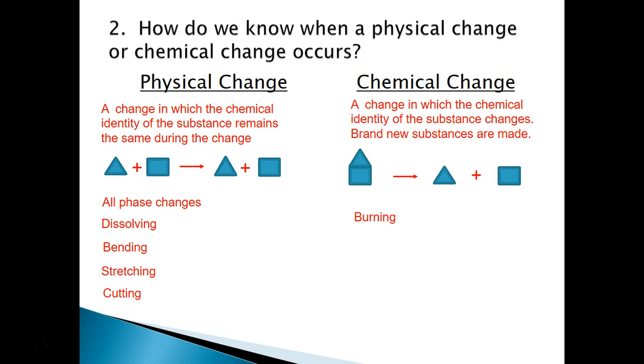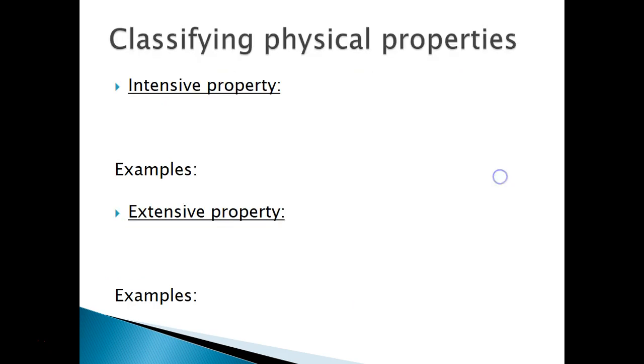So examples of chemical changes are burning, like I mentioned on the previous slide, rusting. When you take iron and add oxygen and water to it, you make Fe2O3, which is a compound. So we're actually creating a brand new substance called rust. Exploding, very similar to burning, and oxidizing, which we'll talk about later in the year.